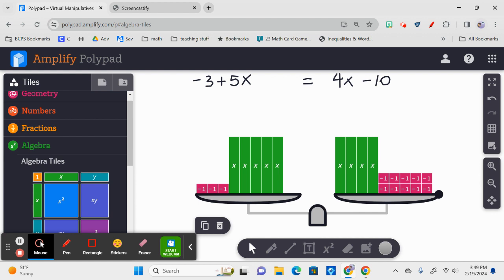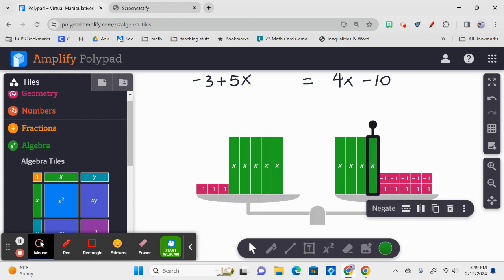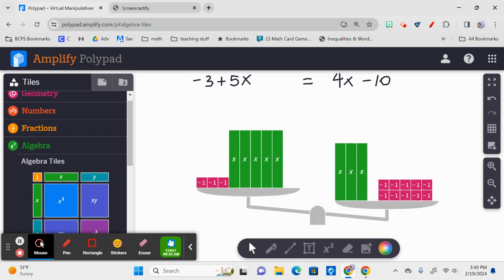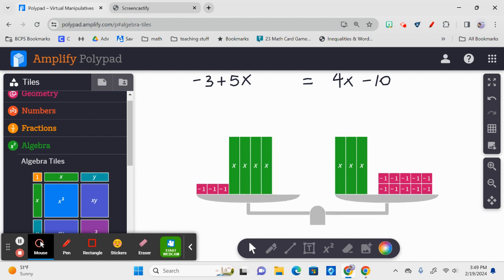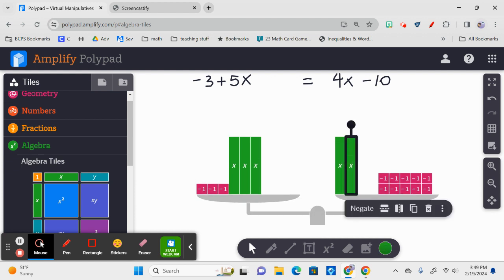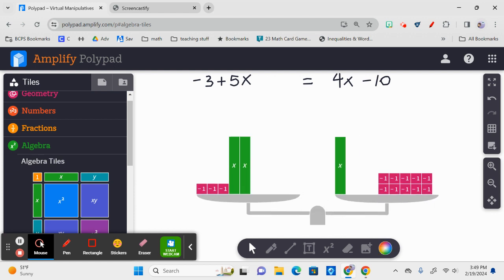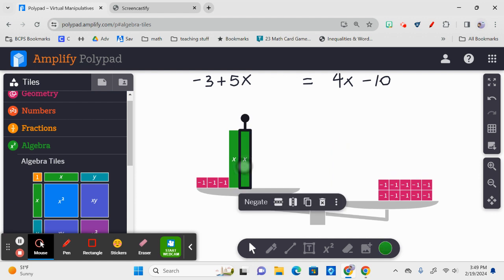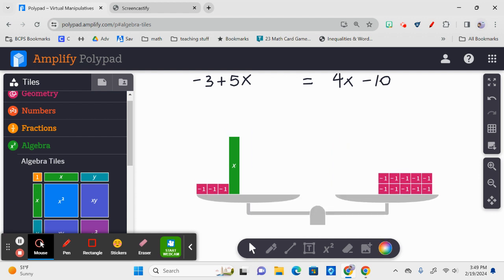I want to see what 1x is equal to, so let's start moving all of my x's to one side of the equation. If I take an x off here, it's going to unbalance my scale. So I can take an x off here and rebalance it. I can keep going back and forth, taking x's off of both sides until I'm left with only variables on one side of the balance and it is balanced.